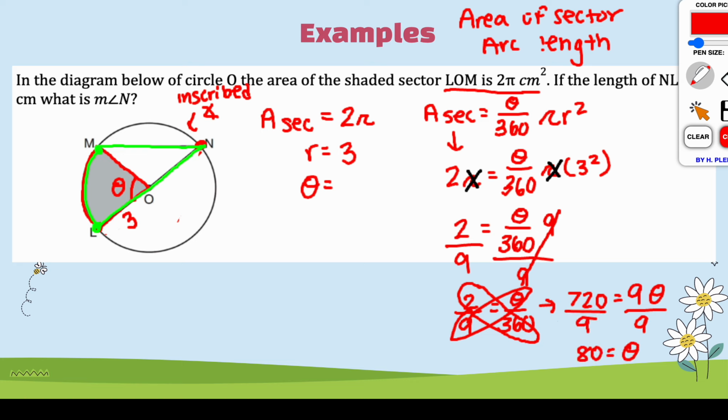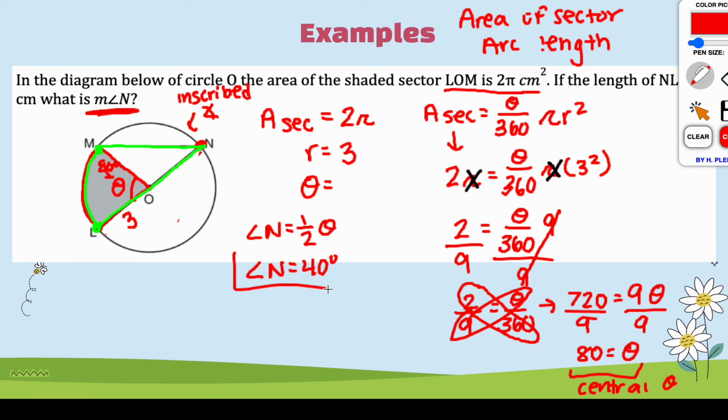Now, we always need to take a step back. Theta, remember, that represents our central angle, right? So we can go ahead and fill that in on our diagram right here. This angle is 80 degrees, but we're not looking for that. That's not our final answer. We need angle N. So I know that angle N is going to be half of our central angle here. So angle N is going to be half of 80 degrees, which is 40 degrees.